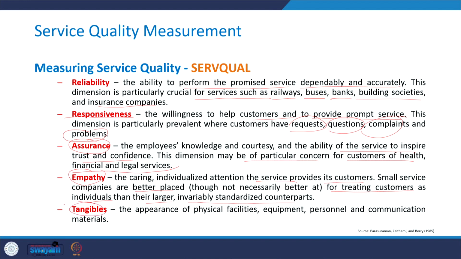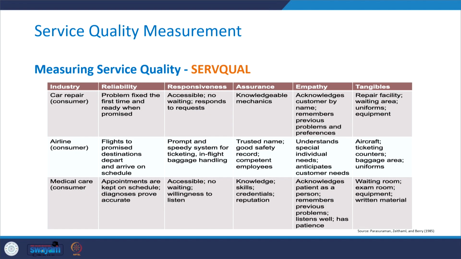This means the appearance of physical facilities, equipment, personnel, and even communication materials coming from that particular service provider. Let's understand the Servqual dimensions with some examples across three different industries. First, a car repair industry, like a consumer services context. What comes to reliability in terms of a car repair shop is that the problem is fixed the very first time, and there is a promise of doing that.